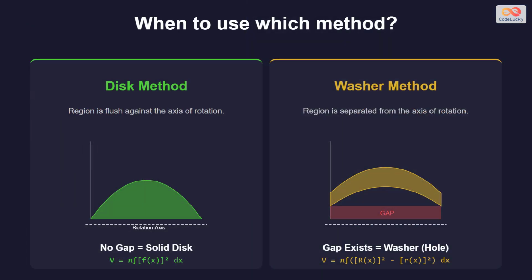So when do you use the disk method versus the washer method? It comes down to the gap. If your region is flush against the axis of rotation, you get a solid disk. But if there is a gap between your region and the axis, that gap creates a hole when rotated. That is when you must use the washer method.